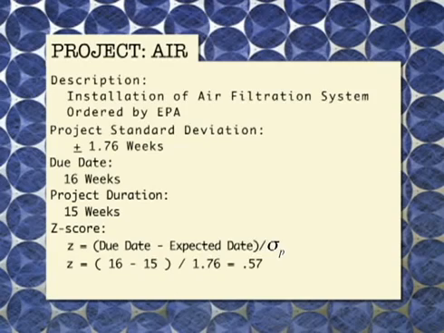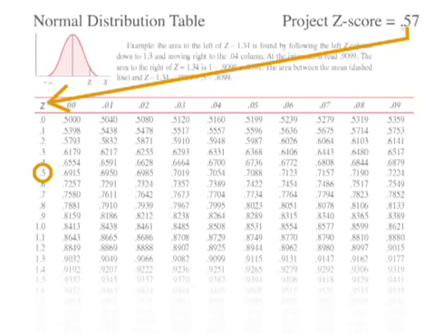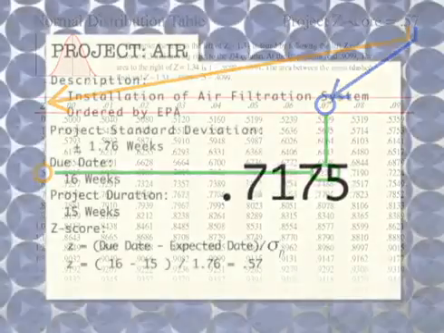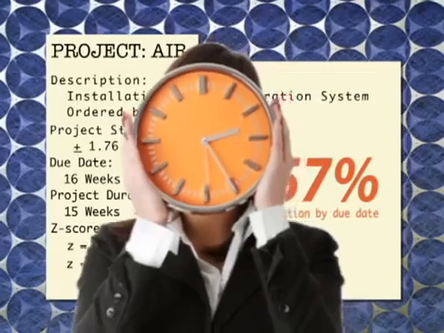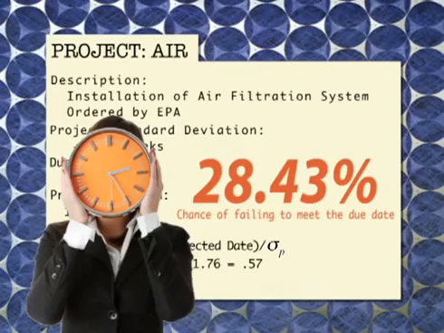Well, it doesn't mean anything until you use a normal distribution table. On a normal distribution table, you can find the 0.5 on the left-hand side, and the 0.07. Where they meet is at 0.7157. What that means to you is that there's a 71.57% probability that you will finish this project by the 16th week. Are you worried? You should be. Your boss should be worried, because that also means that you have over a 28% probability of not being finished on time. So pretty scary stuff.